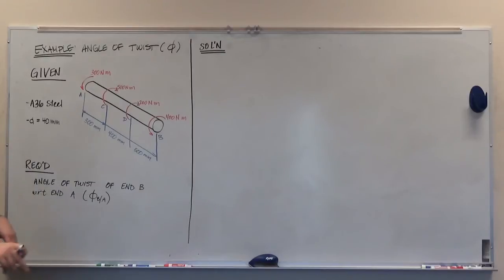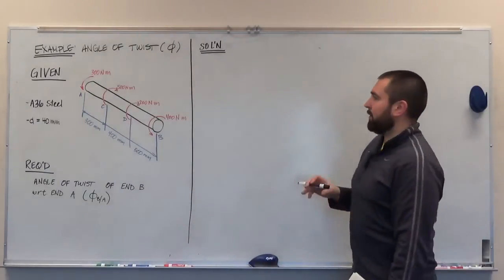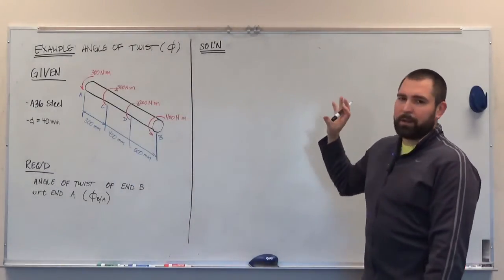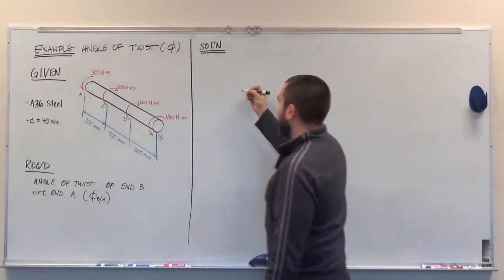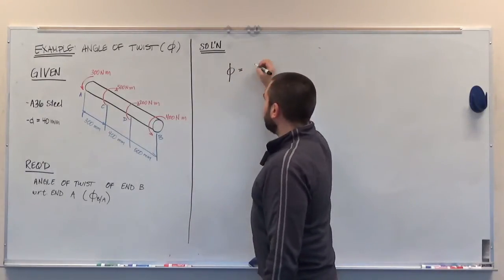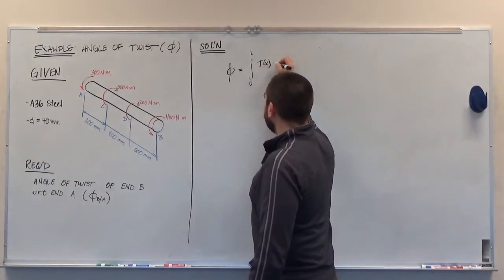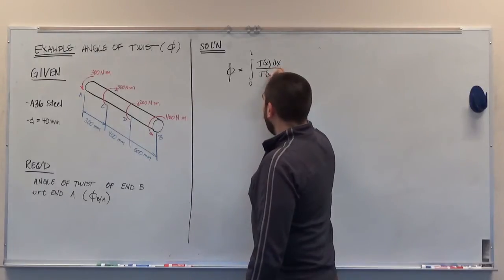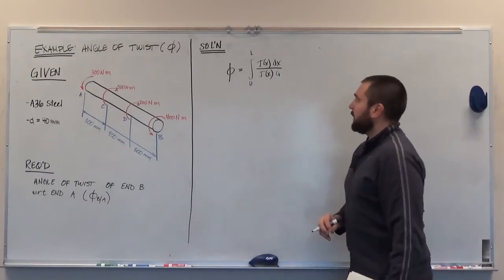So if we go over to the solution side, we're going to leave all this given information up and we'll start working on this. Again, the first best thing to write down is going to be the fundamental equation that's going to inform everything else that you do on the problem. So here we're trying to calculate the angle of twist phi. And so our fundamental equation for phi is the integral over the length of the internal torque as a function of x dx divided by the polar moment of inertia as a function of x times the modulus of rigidity.